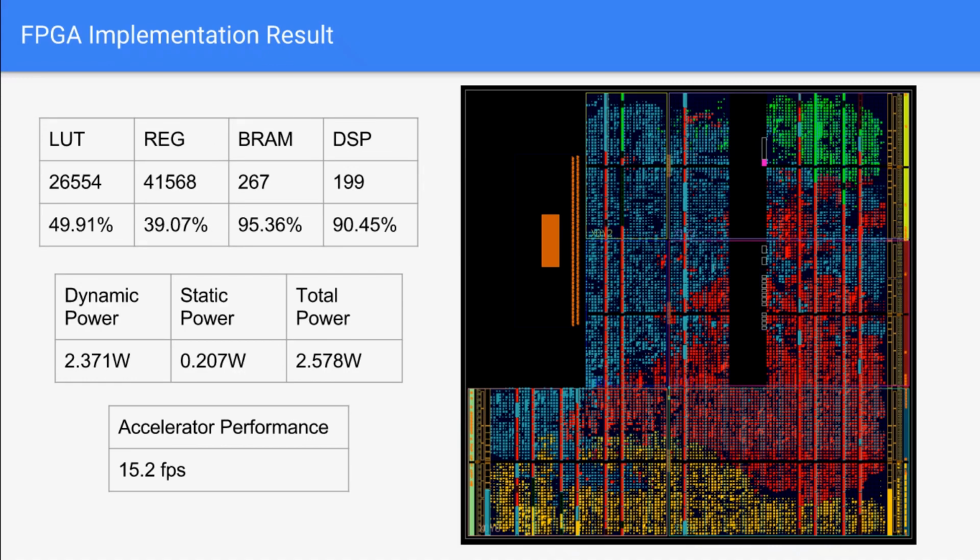This is the utilization result. Basically, we can see the utilization is above 90%, spreading all over the FPGA. The red part is our expand core, the green part is the squeeze core, and the yellow part is for HDMI output. For the accelerator itself, it achieves 15.2 frames per second, which is not bad.